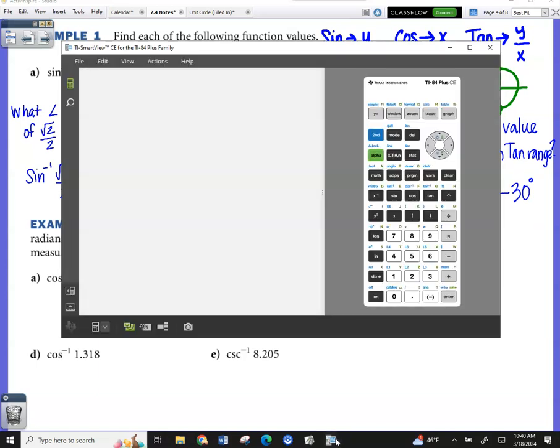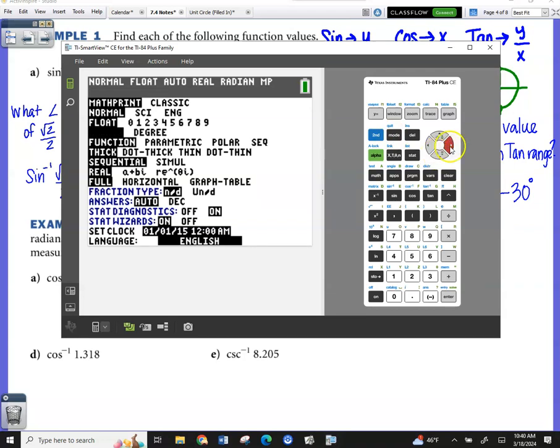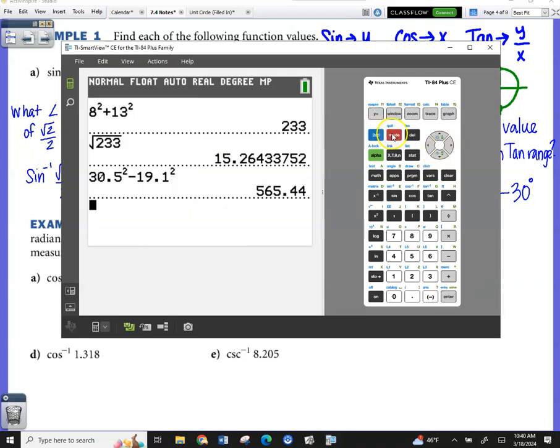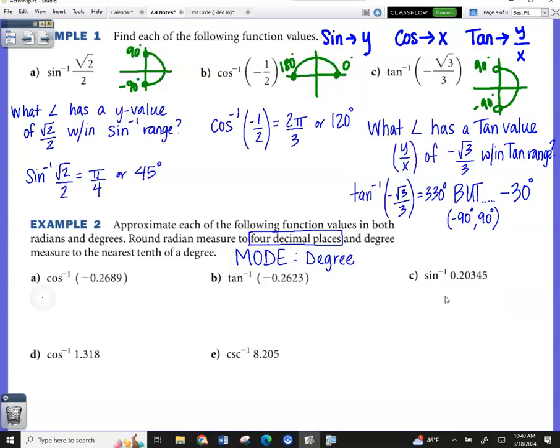All right. Mine's in radian. Let me change it to degree. Okay, clear. All right, cosine inverse of this decimal. So I'm going to do second. You have to hit the second button. Cosine. We got negative 0.2689. So it's a 105. It says radians to 4, degrees to the nearest 10th. So 105.6, right?